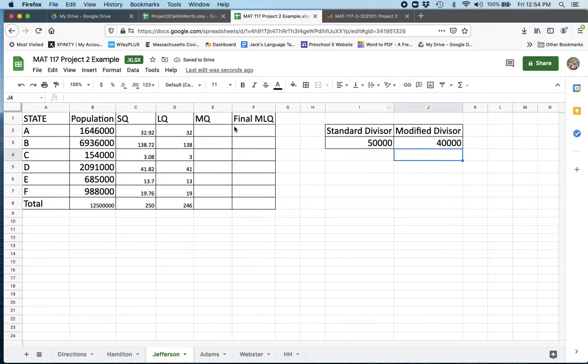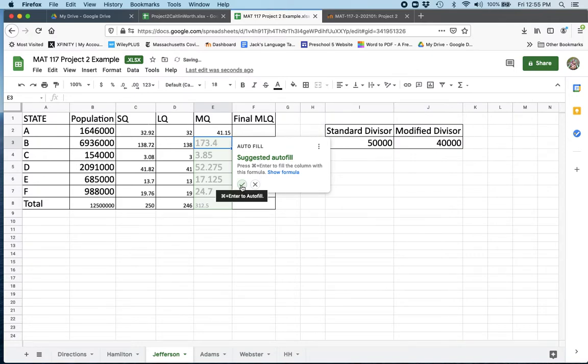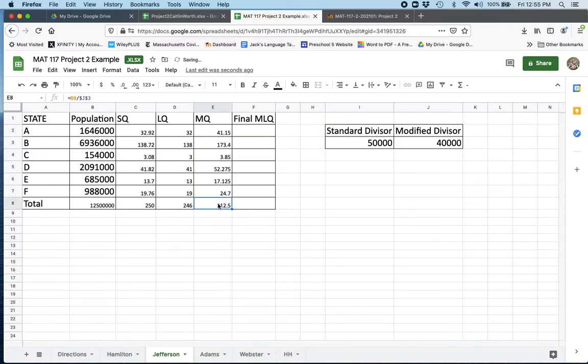Okay, so to get my modified quota, I do the state's population divided by the modified divisor. I need to add some dollar signs around the J. Yes, I will autofill, except not this. The total for modified quota actually is meaningless, so I'm going to leave it blank.